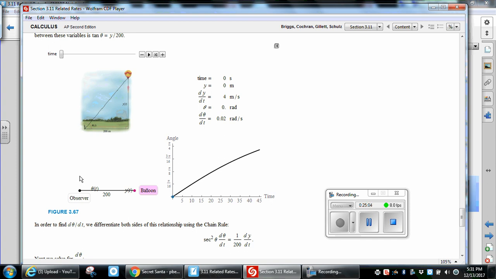It's going to be opening up. And so on this graph, you can see the angle of elevation going up in that way. And so as the height increases, the angle of elevation also increases. And you can see it on both graphs.